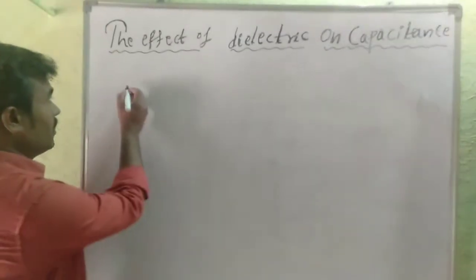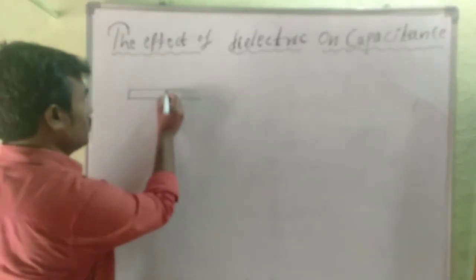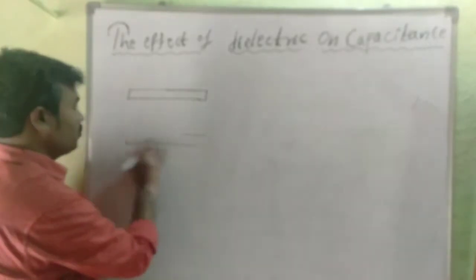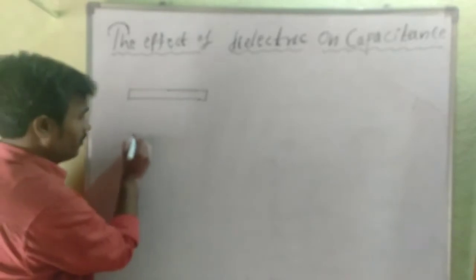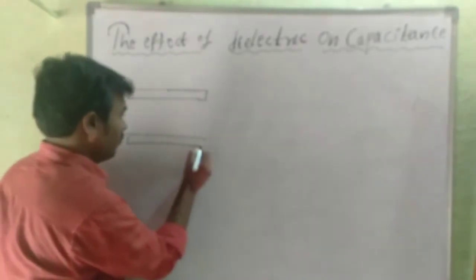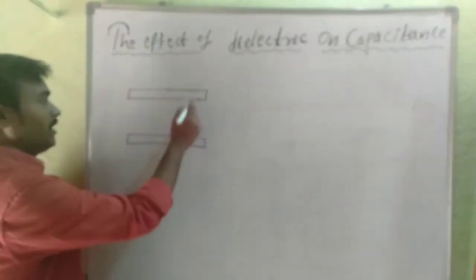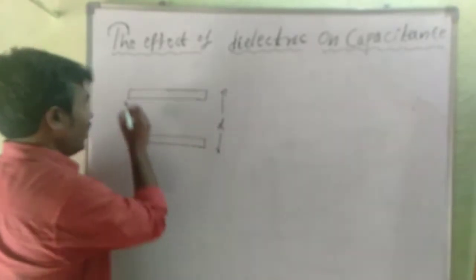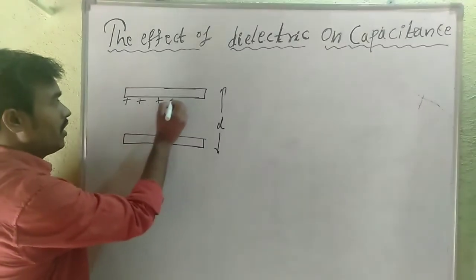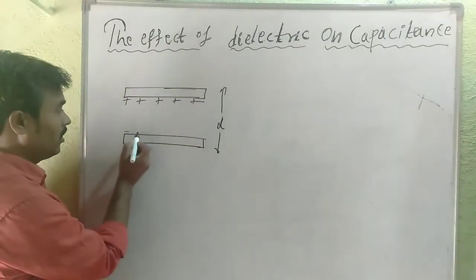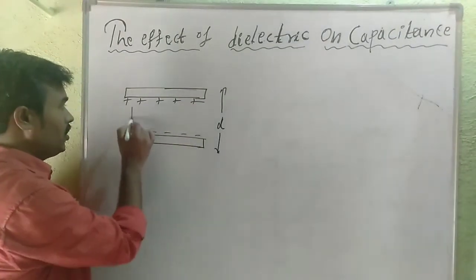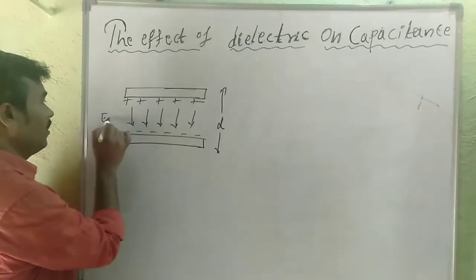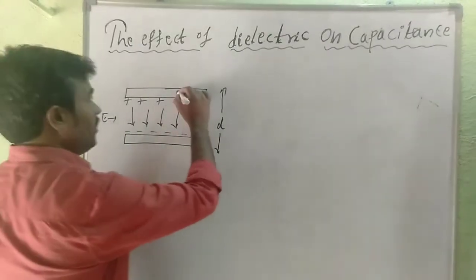Let us consider two plates here. One plate and another plate, separated by a certain distance d. On the first plate consider positive charge, and similarly on the other plate negative charge, and between these two there is an electric field.